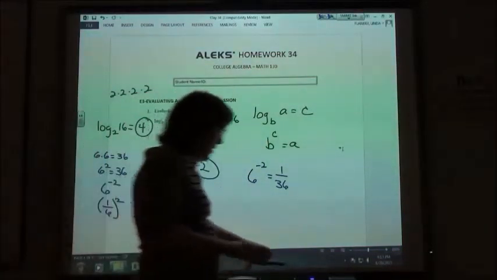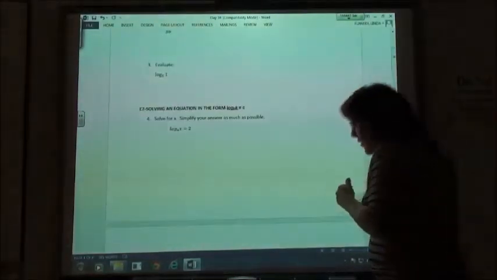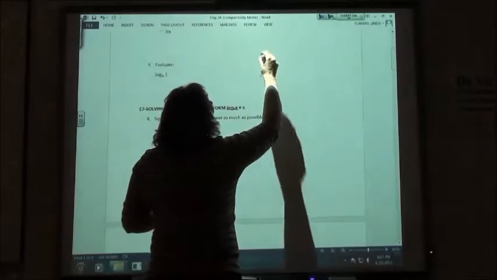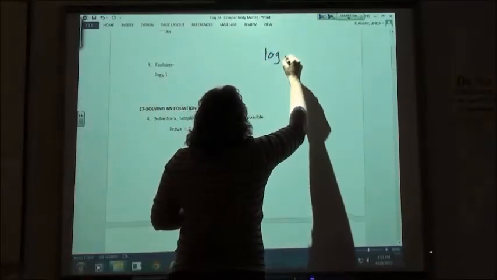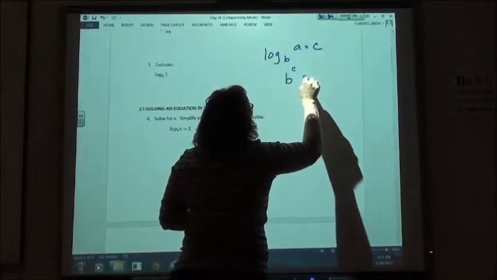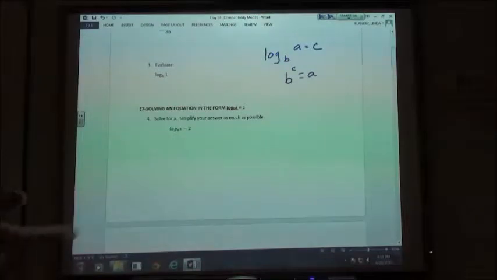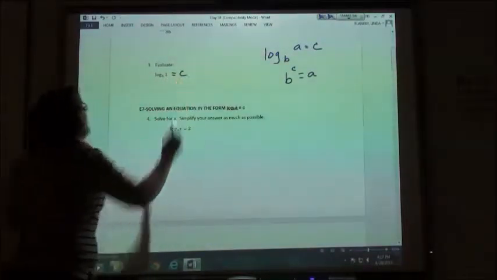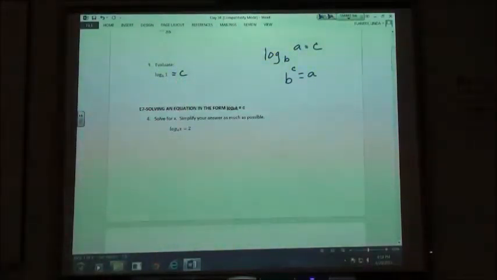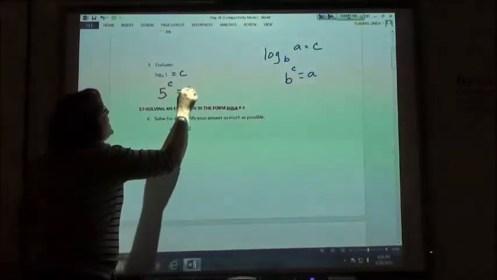The third one, another kind of weird case. I wanted to point these weird ones out to you. We know that the log base b of a equals c, so b to the c power equals a. So in this case, if I rewrite that in my exponential form, I would say 5 to what power equals 1?